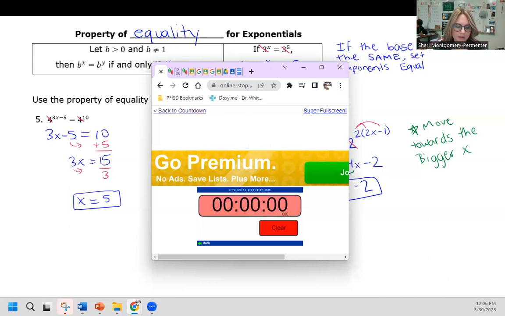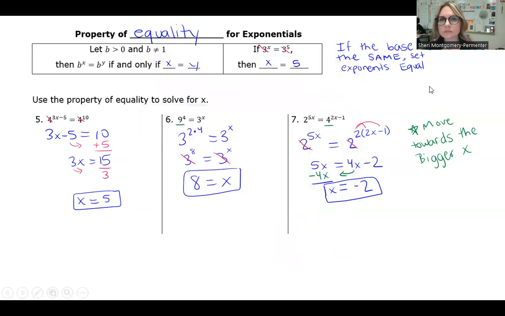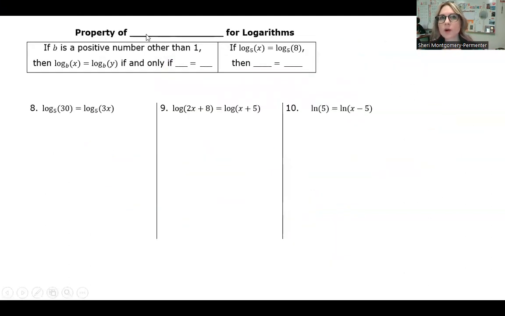Alrighty, we are almost done with our notes. All we need to do is learn how to solve them when we're working with a log. So the property of, what do you think goes in the blank? Look at the top of the page. Equality. What word do you think of when you see equality? Equal, probably stuff is going to be equal.